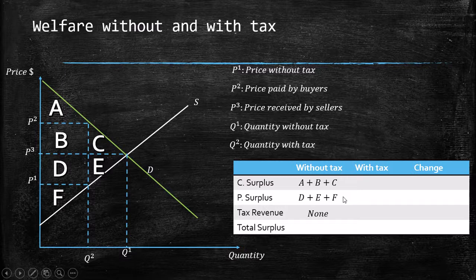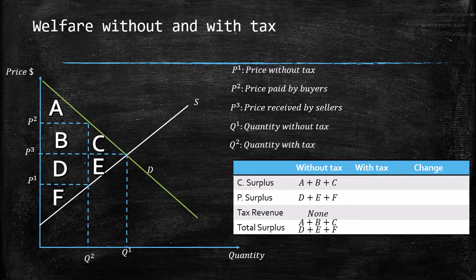Now what about the tax revenue without tax? Basically, it's known: there is no tax revenue, because in the equilibrium without tax, there is no tax. It means if there is no tax, there is no government revenue. So how can we measure the total surplus of the market? It's measured by the consumer surplus plus the producer surplus. So it's A plus B plus C, which is the consumer surplus side, plus D plus E plus F. This is the total surplus of the market.